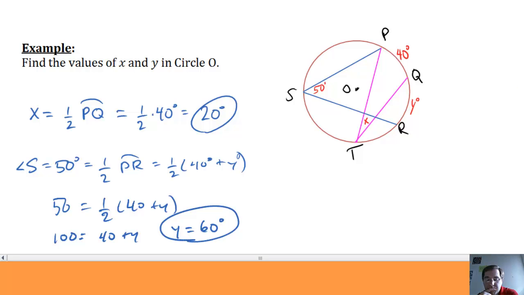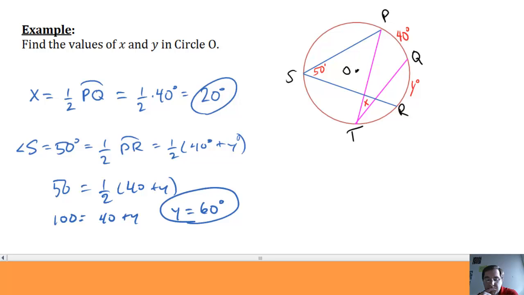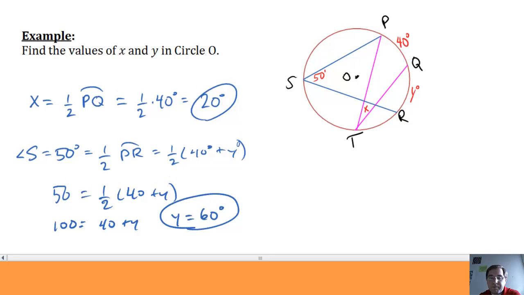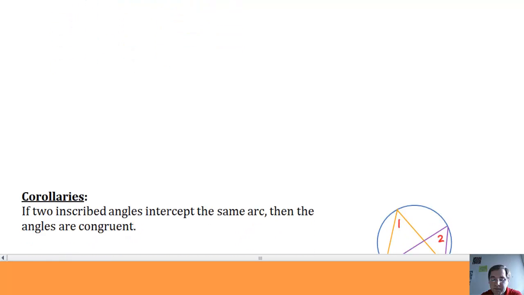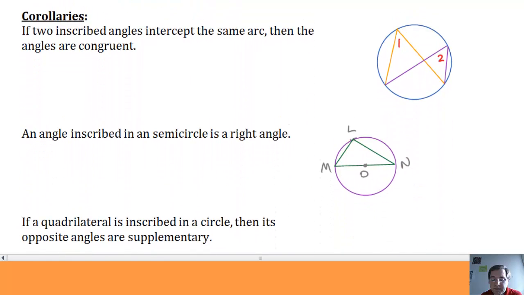So both of those use the theorem that the measure of an inscribed angle is equal to half of the measure of its intercepted arc. There are 3 corollaries to that theorem. Corollaries, remember, are things that are easy to prove from a given theorem. The first one says if 2 inscribed angles intercept the same arc, then the angles are congruent. Well, if the measure of each of those angles is half of the arc, then each of those angles is half of the same arc, so those angles have to be congruent. That's pretty simple and common sense. So in this picture, angle 1 and angle 2 intercept the same arc. So angle 1 is congruent to angle 2.